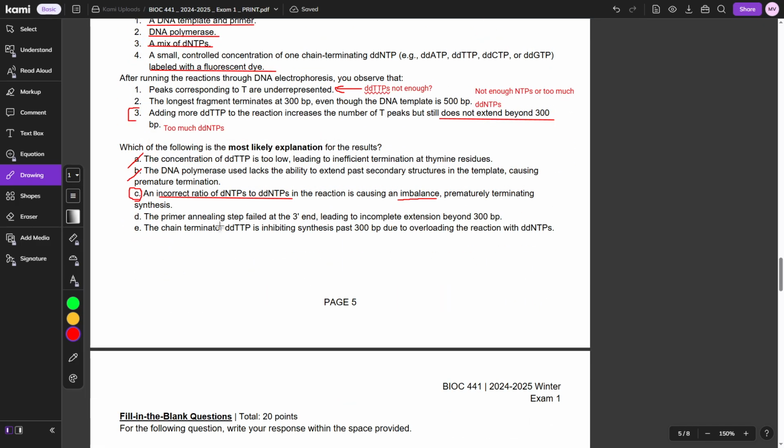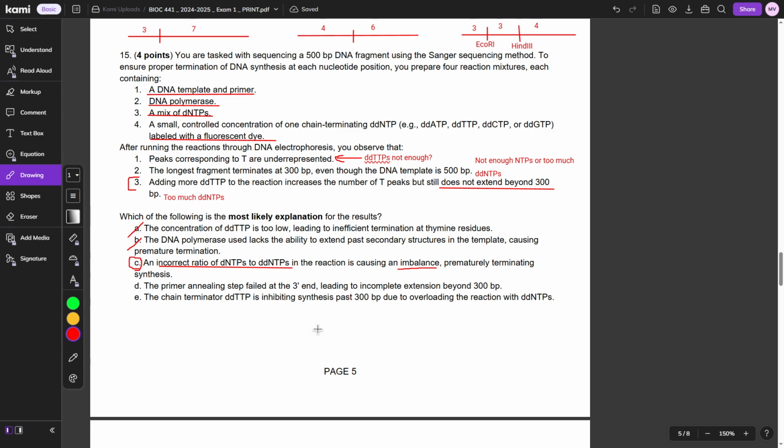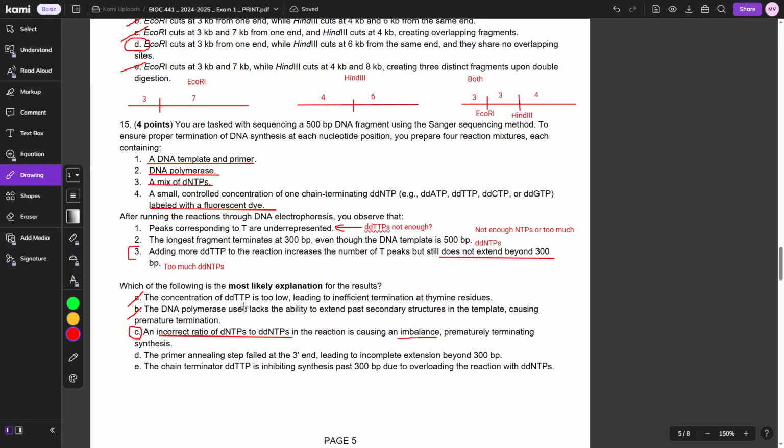The primer annealing step failed at the 3' end, leading to incomplete extension beyond 300. Nothing tells me that it should have failed, especially considering the data. The data doesn't say anything about failing, because clearly the primers are annealing, so I think it's perfectly fine.